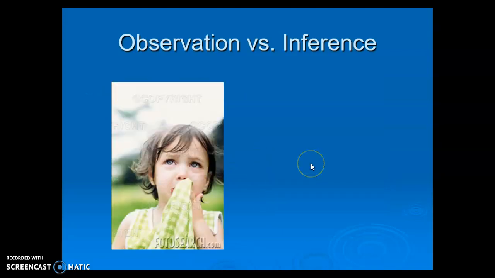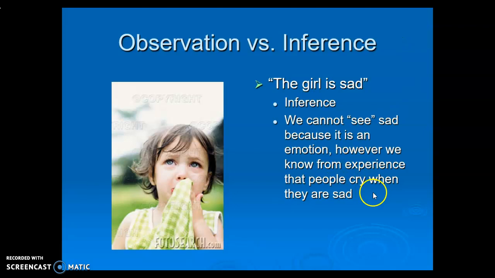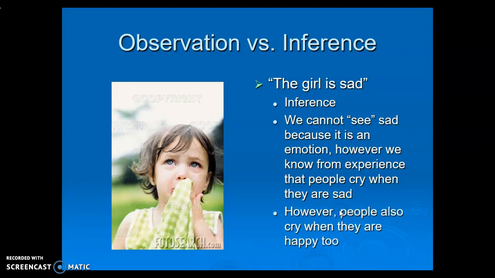So moving on, an inference. Why could she be crying? It could be any number of reasons. But for this, I'm going to say the girl is sad. I know that people cry when they're sad, so that could be a reason that the girl is crying. But because we can't see sadness, we don't know. She could be crying for any number of reasons. Maybe she skinned her knee, she could be hurt, or she could even be happy. There could be a number of reasons why she's crying.